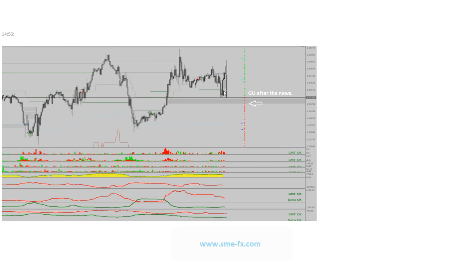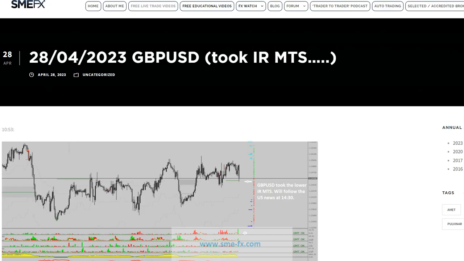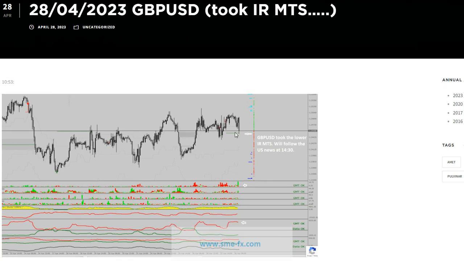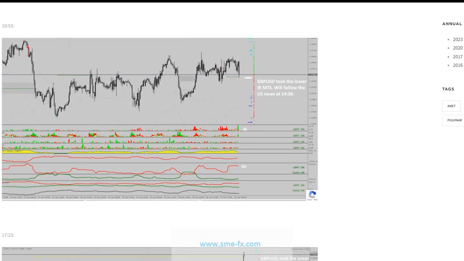So after the news I caught a short trade here. Nice scalp, nothing wild. On the 28th, you see, it took the lower medium-term stop on the 1-hour chart, and then again we had 2:30 US news, and now things get interesting.